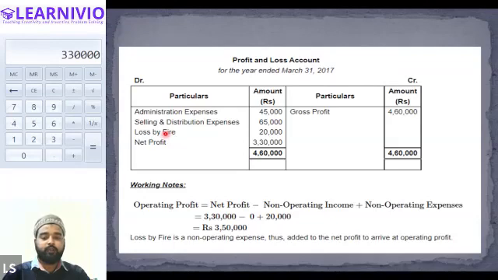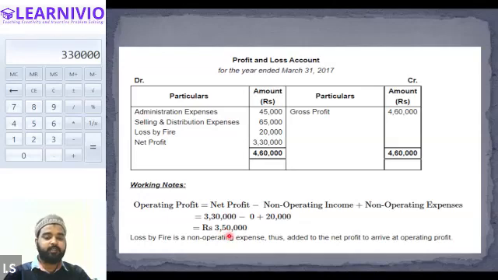So how do we calculate operating profit? For calculating operating profit, we take the value of the net profit. Out of the net profit, we reduce the value of the non-operating incomes. If there is any non-operating income, it will be indicated on the credit side. We will reduce all the non-operating income from the net profit, and we will add back non-operating expenses. So like in this question, non-operating expense is 20,000. So we will add it back, 20,000. So now the operating profit will be 3,50,000 only.